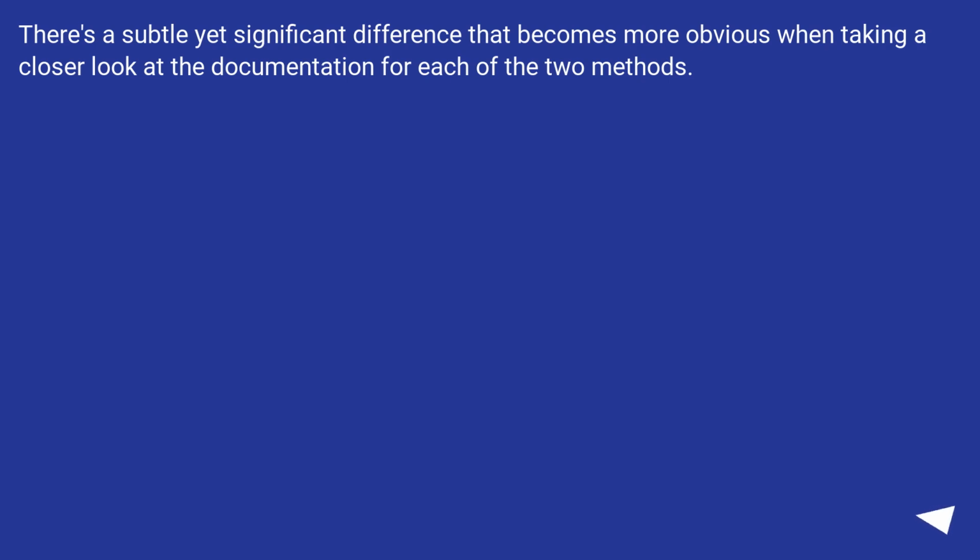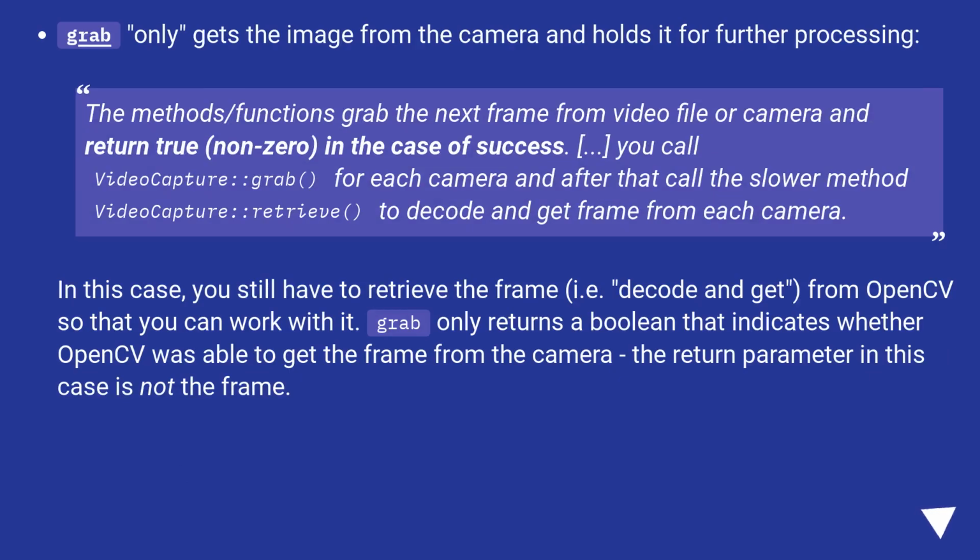There's a subtle yet significant difference that becomes more obvious when taking a closer look at the documentation for each of the two methods. Grab only gets the image from the camera and holds it for further processing. The methods/functions grab the next frame from video file or camera and return true, non-zero.